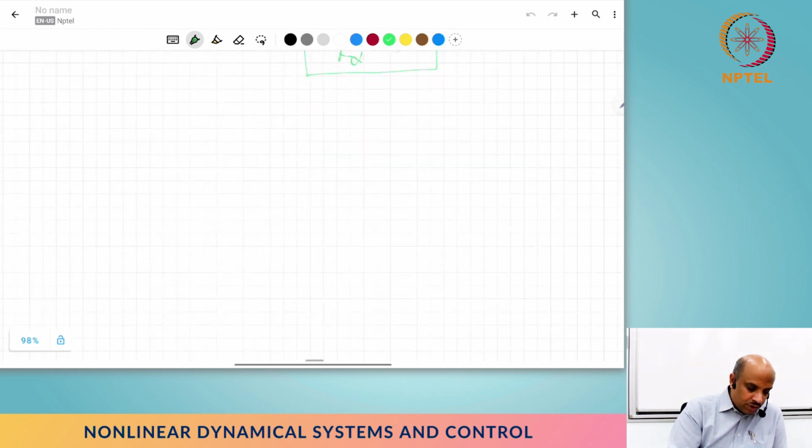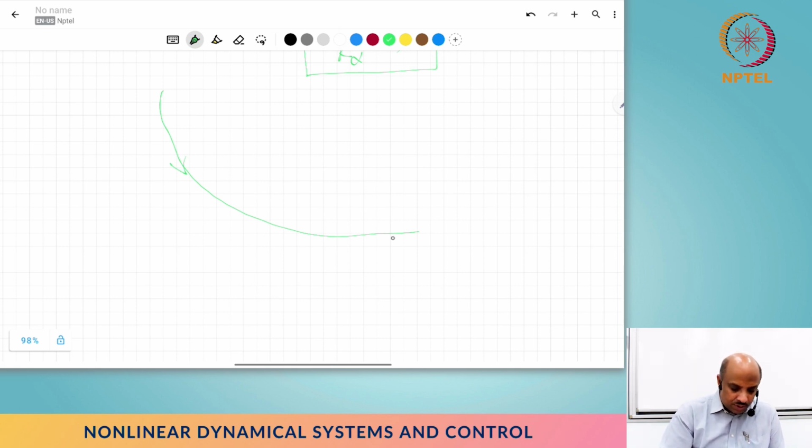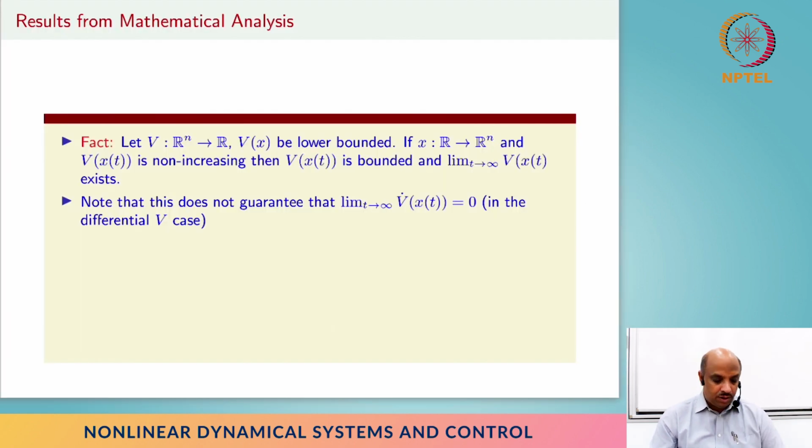So we know there is a function v of x of t that's consistently decreasing, right? Non-increasing at least. And so we know that this is going to reach a limit. It's lower bounded. So it seems this picture is saying basically at the end v dot is going to be 0. Okay, what that remark is saying is that this is not guaranteed, right?